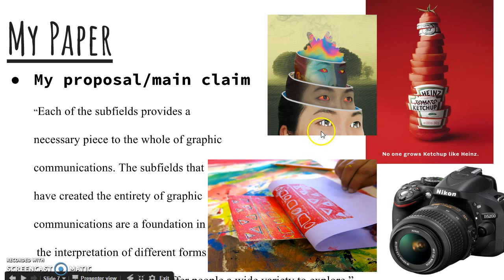And now over here, I have an image of a graphic design piece by an artist. And this ketchup bottle one is an advertisement that says, "No one grows ketchup like Heinz." And down here is an image of a printmaking example. And then over here is a DSLR camera, a Nikon one, that photographers would use, or they would use a Canon, whatever floats their boat.